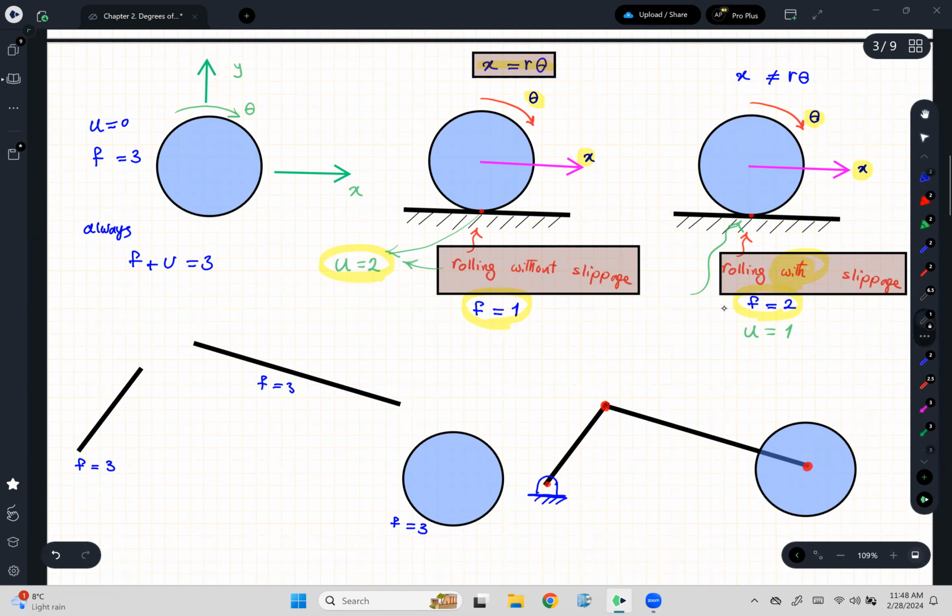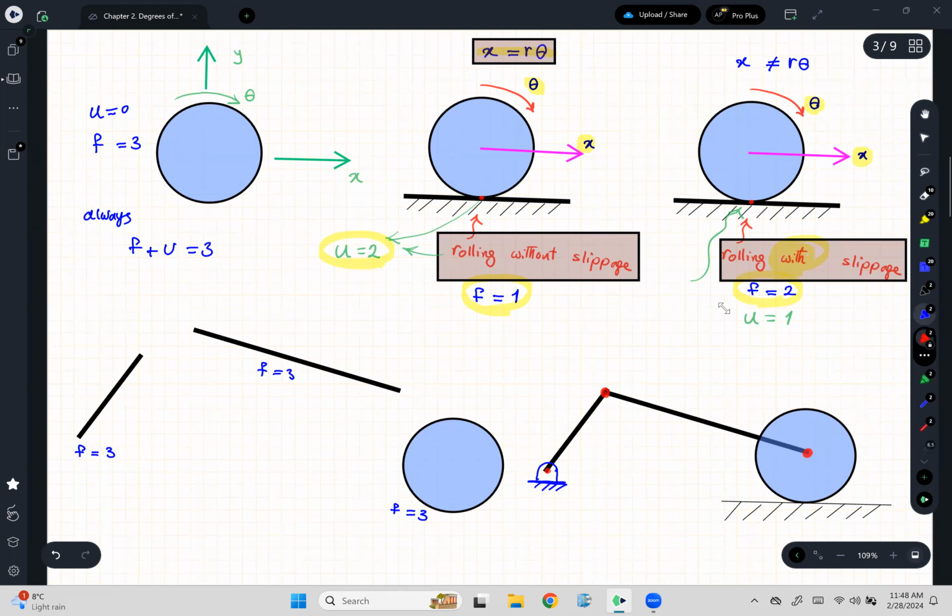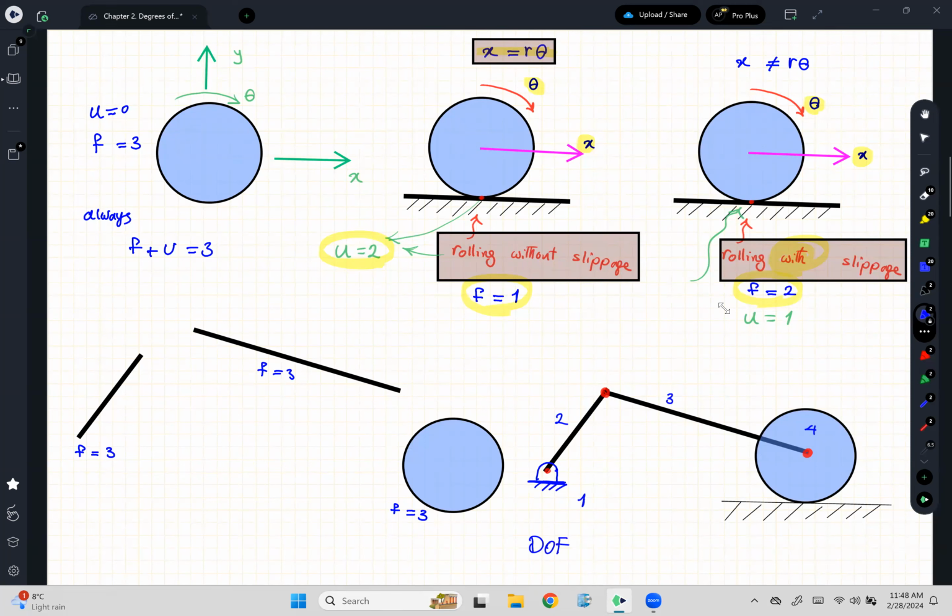So why not? We'll put this disk on a flat surface, sort of to have a meaningful mechanism there. Now we have a mechanism. Let's number the linkages that we have. So 1 is the ground. This is member number 2, member number 3, and member number 4. Our goal here is to find out the DOF, degrees of freedom, for this mechanism.